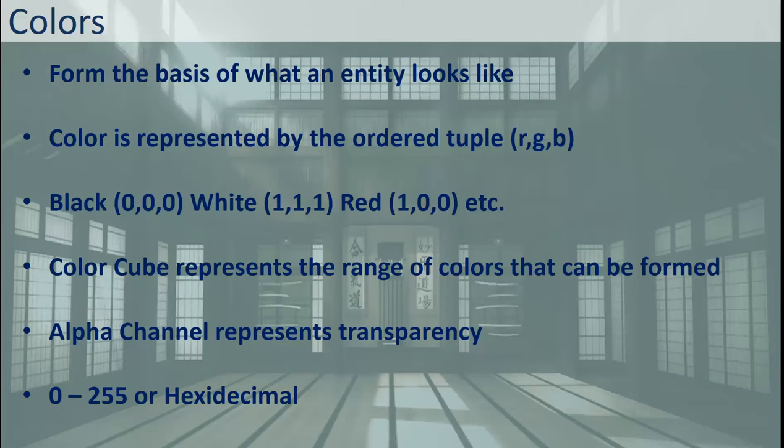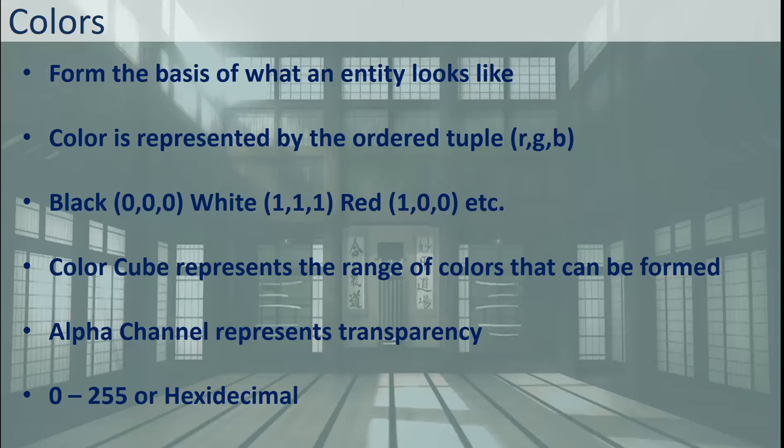And sometimes you'll see a fourth value, which is called the alpha channel. And what that represents is the transparency. And it's generally a value with a minimum of 0 and a maximum of 1. And the 0 represents fully transparent, right? And 1 would mean it's completely opaque.